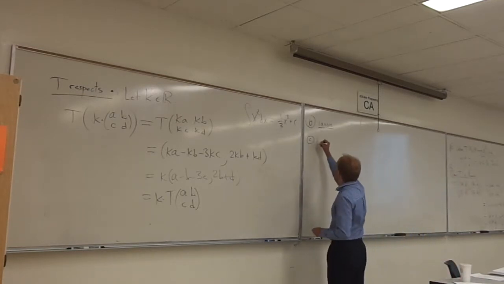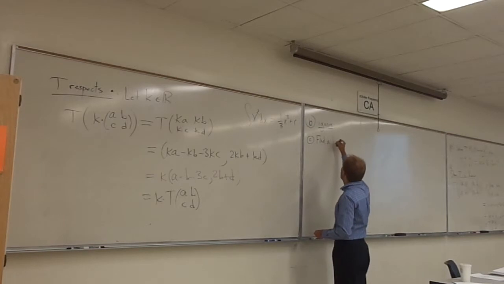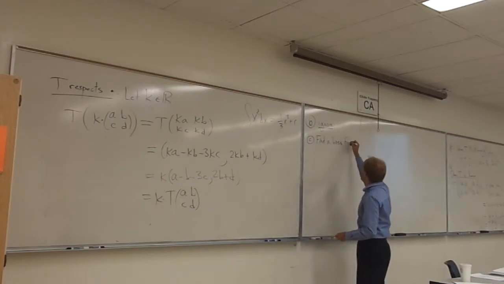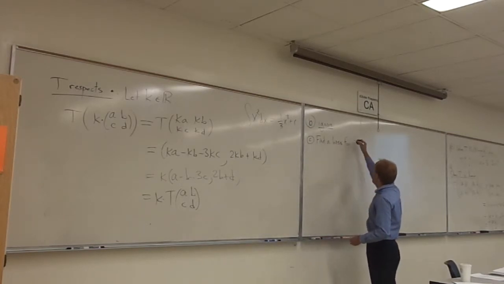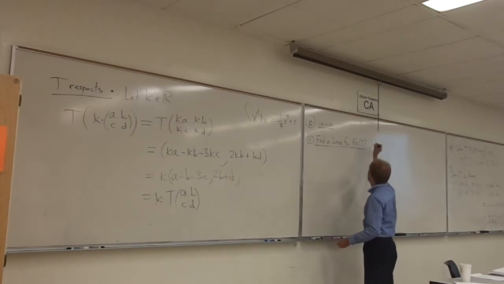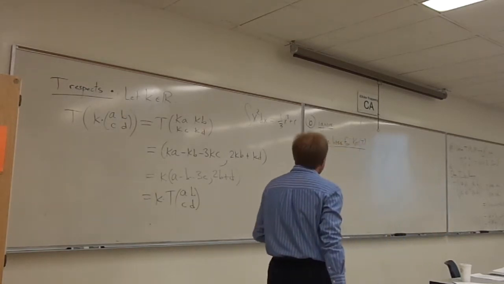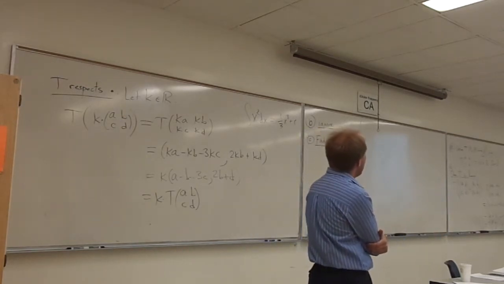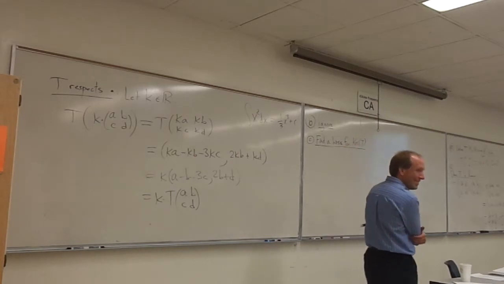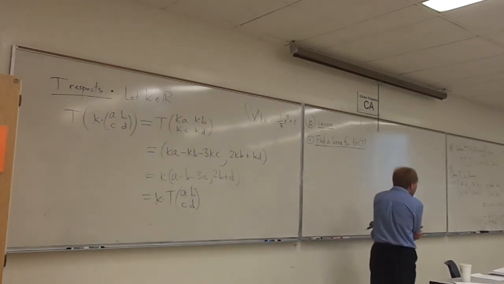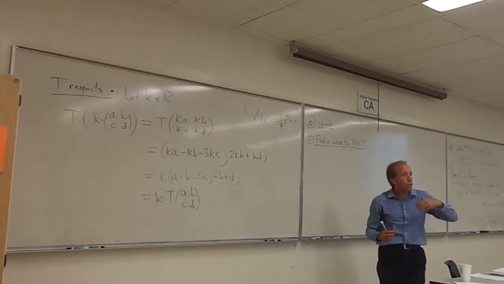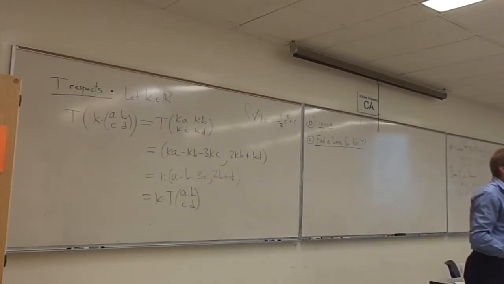So let's find a basis for the kernel of T. Find a basis for the kernel of T. Okay, does anybody know how to do that? Set the second part equal to zero. Right. Basically, the kernel of T is which inputs get sent to 0.